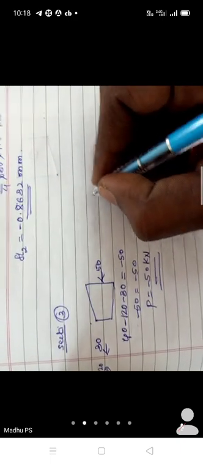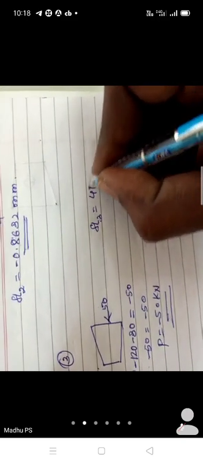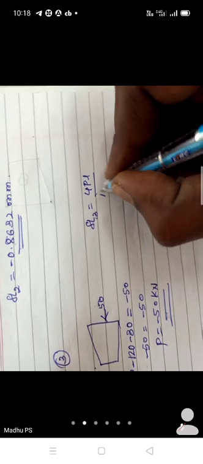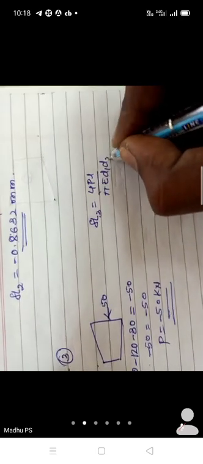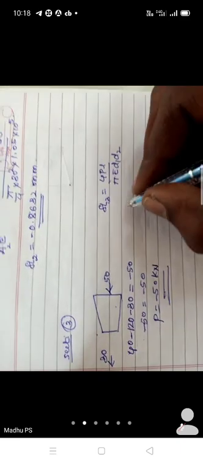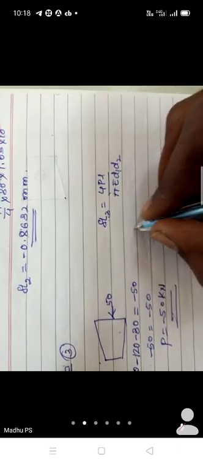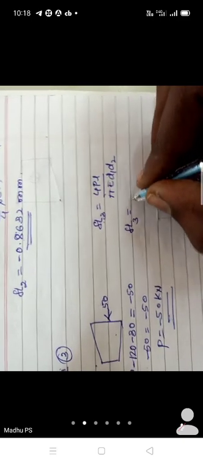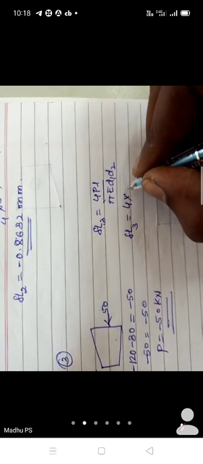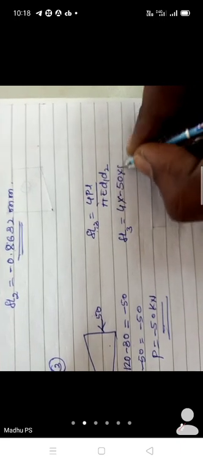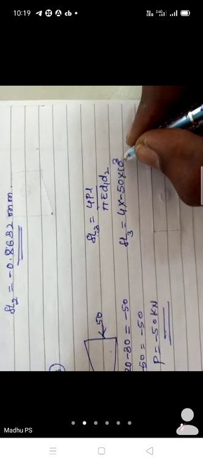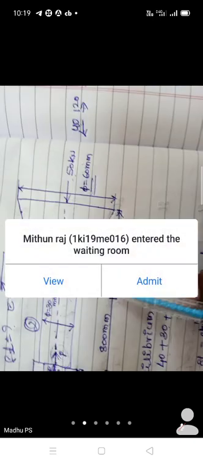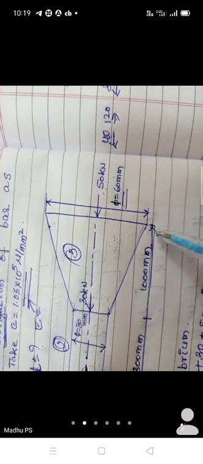Okay. So then after that, put the formula here. Delta L3 is equal to how much? 4PL divided by pi E D1 D2. That is your change in length of the tapered bar. Then substitute the values: 4, P value is how much? Minus 50 into 10 raised to 3, kilonewton, so 10 raised to 3. What is the length of this section? It is 1000.